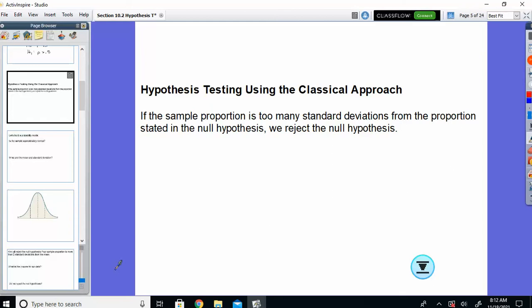So to test the classical approach, we will be just looking at how many standard deviations we are from the null hypothesis, and essentially if you're too many standard deviations away, we would say that we have to reject.